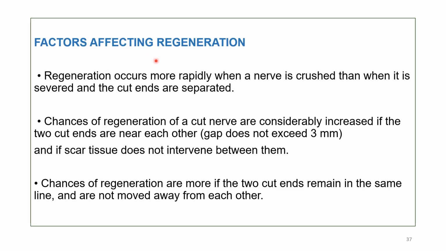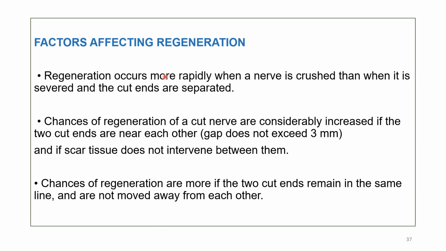So what are the factors which affect regeneration? Regeneration occurs more rapidly when a nerve is crushed than when it is severed and the cut ends are separated. So, regeneration occurs more rapidly in crush injuries. Chances of regeneration of a cut nerve are considerably increased if the two cut ends are near to each other. That is, the gap should not be more than 3 mm. And there should not be any scar tissue between those two cut ends.